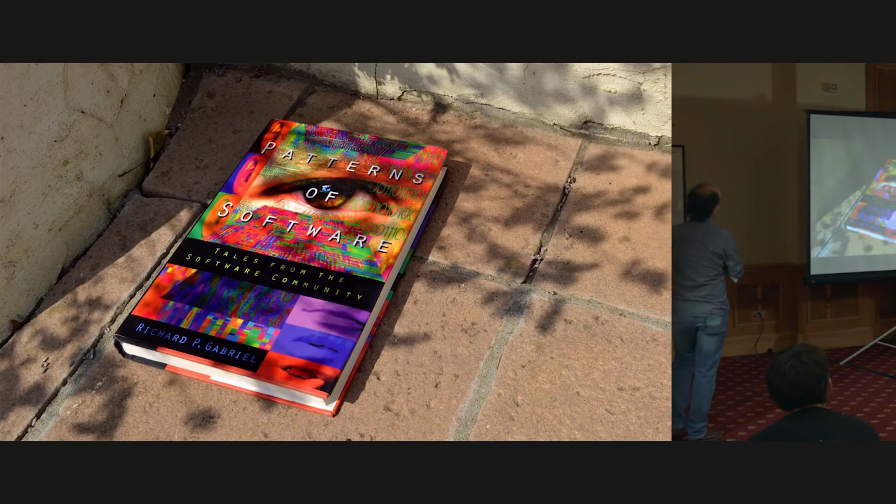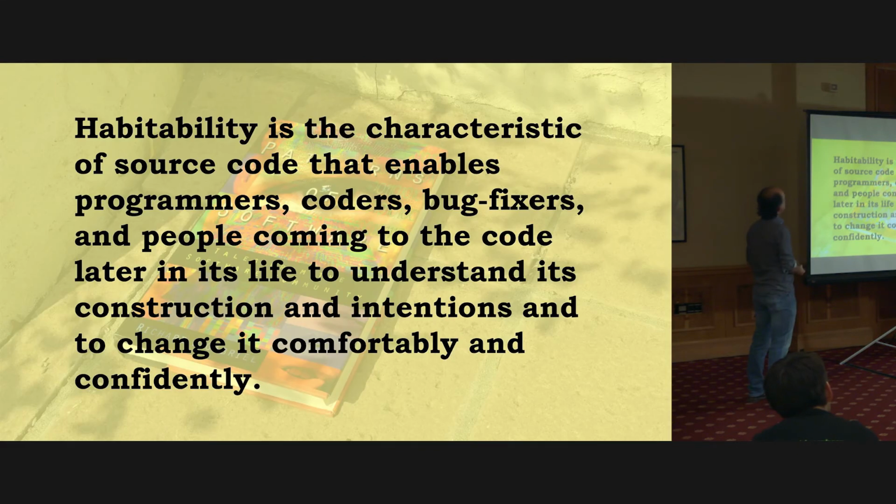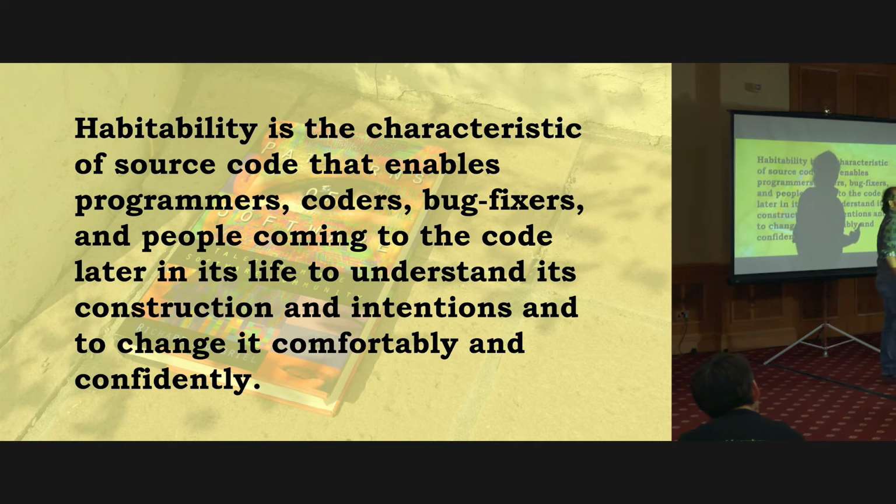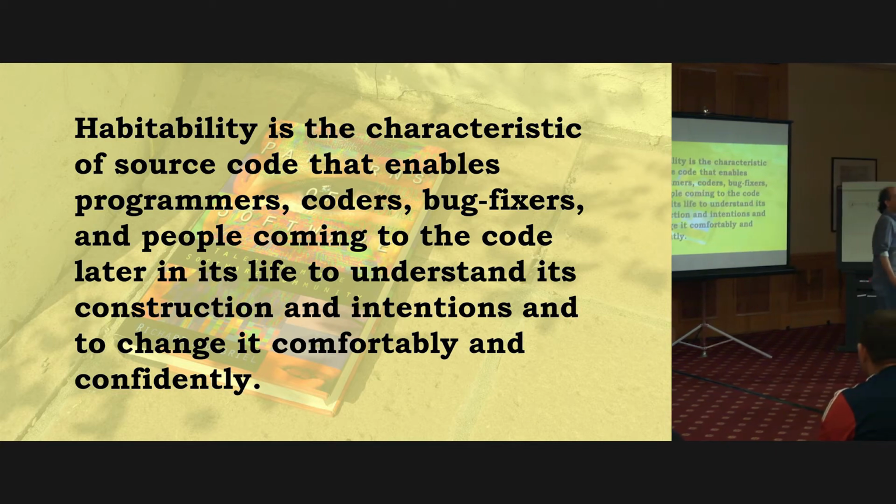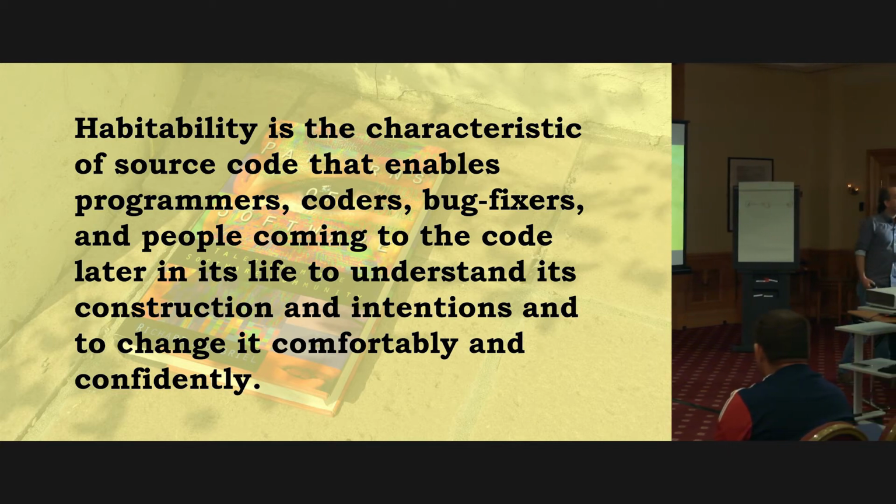Quote from Dick Gabriel, who in his book Patterns of Software made this point. Habitability is the characteristic of source code that enables programmers and people coming to the code later in its life to understand its construction and intentions and to change it comfortably and confidently. Now, I normally talk about this in the context of code, general code quality and things like technical debt. But when we start thinking about this in terms of concurrent code and the use of threading and various other primitives.